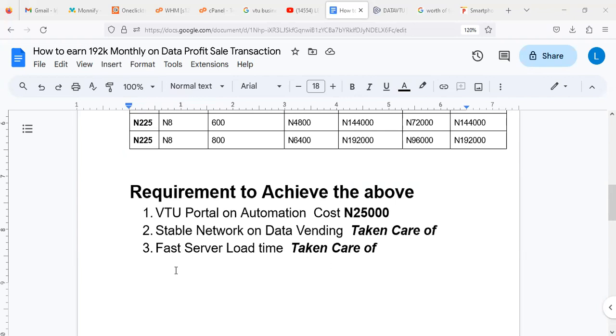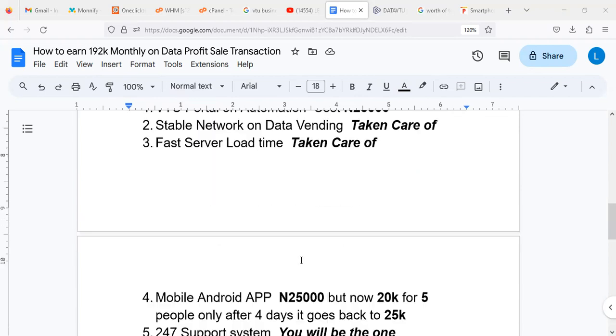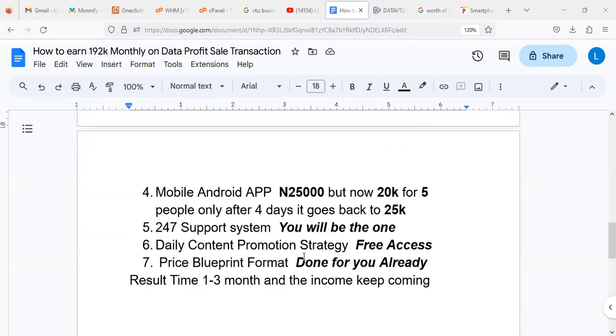Now, you also need to take care of the third thing, which is a fast server load time. What is fast server load time? Most VTU websites are very slow. Sometimes if you have like 1 million people coming to visit your website, it becomes very slow. So that has been taken care of in this business you're about to start. Mobile Android app, of course, to build an app now, especially on VTU technology or every other apps, costs you a lot of money. We are stepping it down to 25K, but now 20K for 5 people. Only after 4 days, it goes back to 25K. So if you are watching this video and the video is not up to 4 days at the moment, then you can actually participate in this very promo.